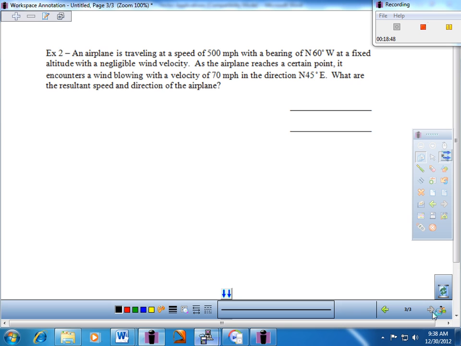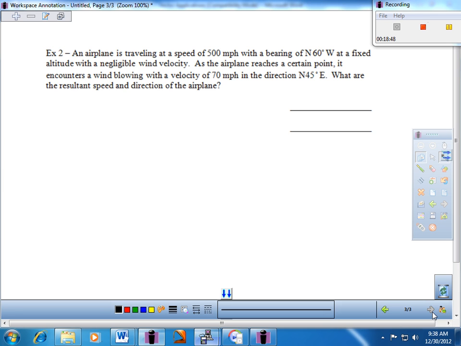It says an airplane is traveling at a speed of 500 miles per hour with a bearing of 60 degrees west of north at a fixed altitude and with a negligible wind velocity. As the airplane reaches a certain point, it encounters a wind blowing with a velocity of 70 miles per hour in the direction of 45 degrees east of north. What are the resultant speed and direction of the airplane?